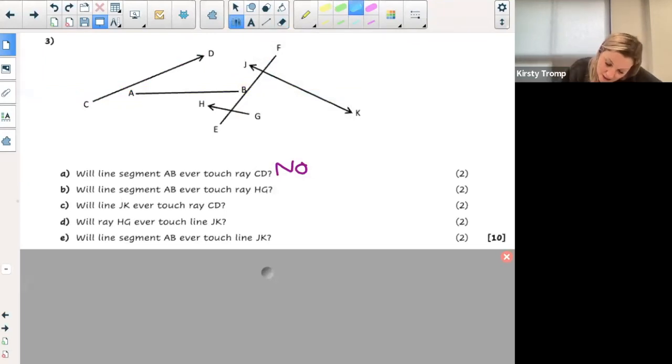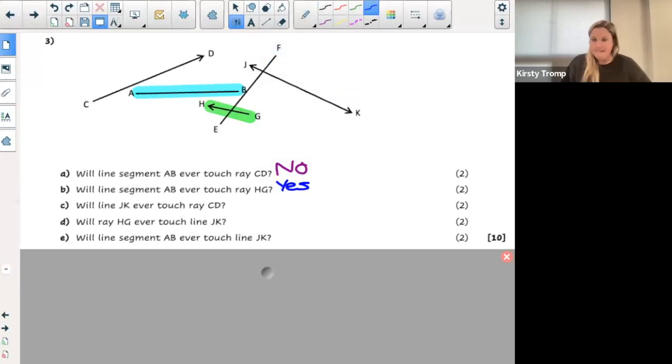Let's have a look, Umar. Will line AB, let's highlight AB, ever touch ray HG? So there's HG. Talk to me. Are they going to touch? Yes. Why will they touch? Because HG is a ray and the arrow would go through AB. Well done, Umar. Thank you so much.